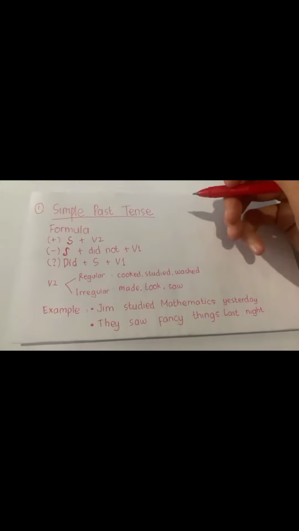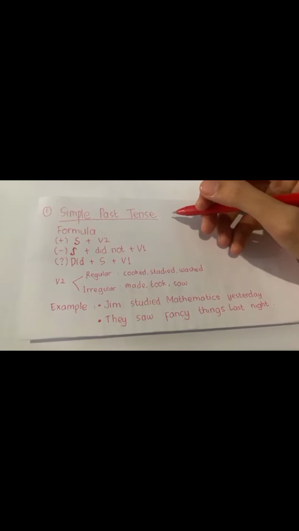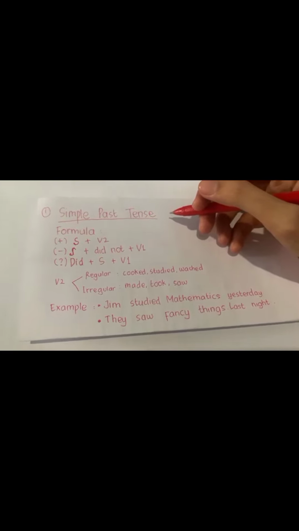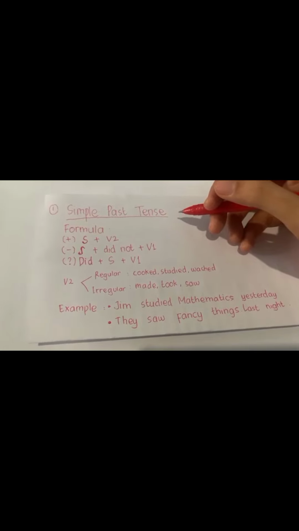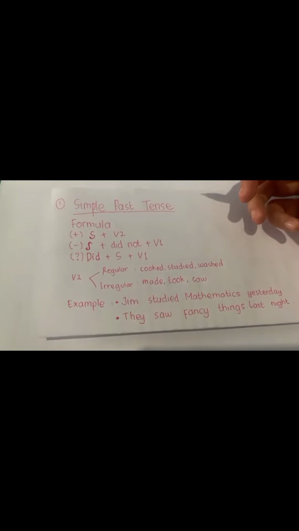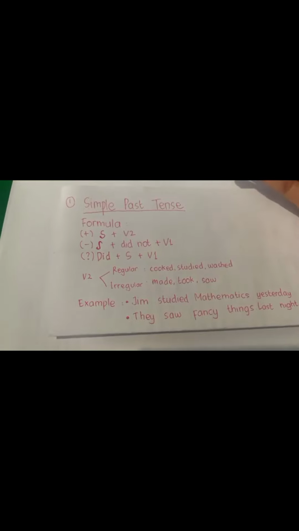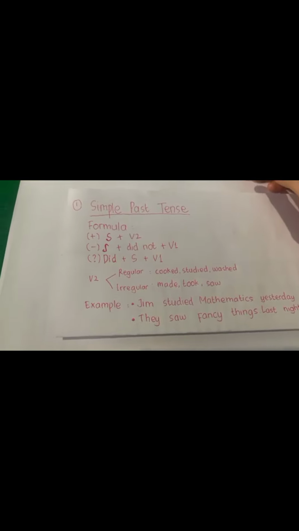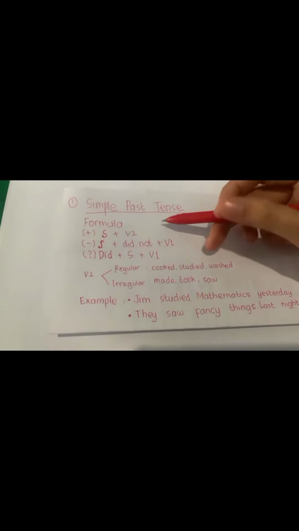Now we discuss simple past tense. So what and when do we use the simple past tense? Simple past tense is used to represent an action or an event that took place in the past. With many verbs, the simple past tense is formed by adding an ed or d to the end of the base verb. So we call it verb 2.